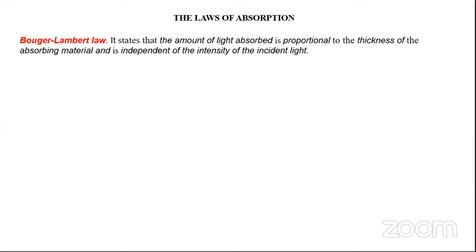Okay, so the first law of absorption of light is called the Bouguer-Lambert law. The statement of the law goes like this: the amount of light absorbed by the absorbing material is directly proportional to the thickness of the absorbing material and is independent of the intensity of incident light.